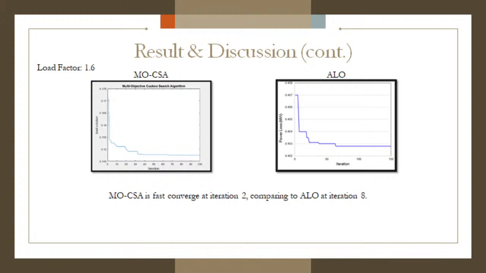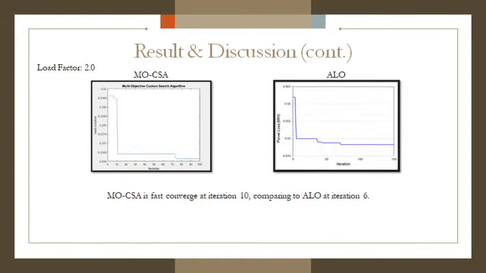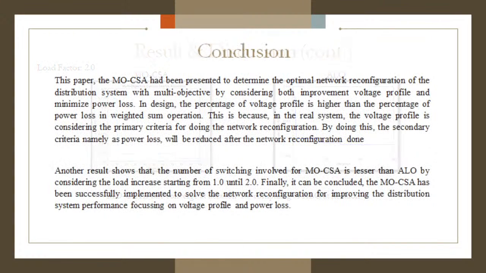For load factor 1.6, the multi-objective cuckoo search algorithm converges at iteration 2 compared to ALO at iteration 8. For load factor 1.8, it converges at iteration 8 compared to ALO at iteration 30. Finally, for load factor 2.0, it converges at iteration 10 compared to ALO at iteration 6.